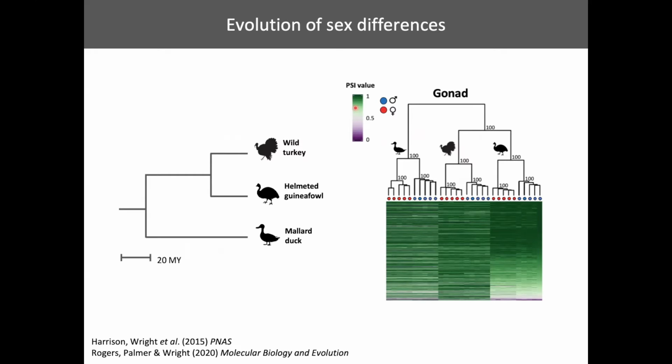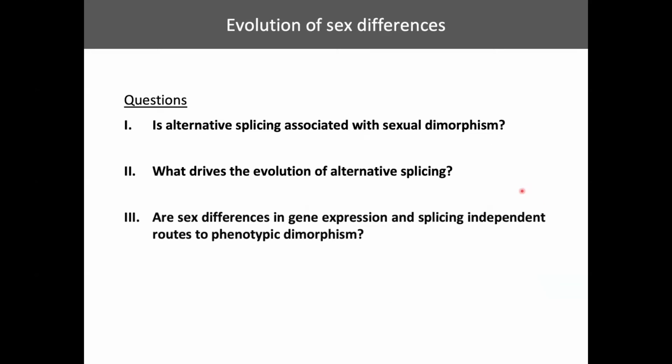Patterns of alternative splicing cluster first by species in the gonad, which indicates that patterns of splicing evolve rapidly. And then gonad samples cluster by sex in all species, indicating that splicing varies substantially between the sexes. We wanted to understand what drives this variation and the consequences for sexual dimorphism. So the three questions we asked in this study were, is alternative splicing associated with sexual dimorphism? What drives the evolution of sex-biased alternative splicing? And are sex differences in gene expression and splicing independent routes to phenotypic sexual dimorphism?